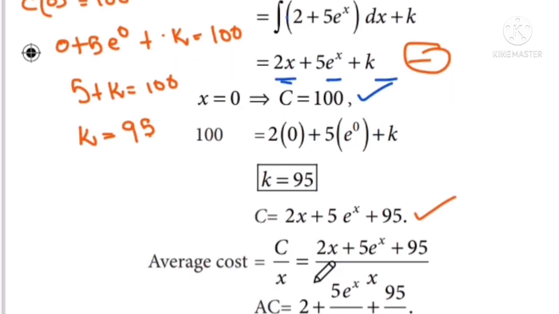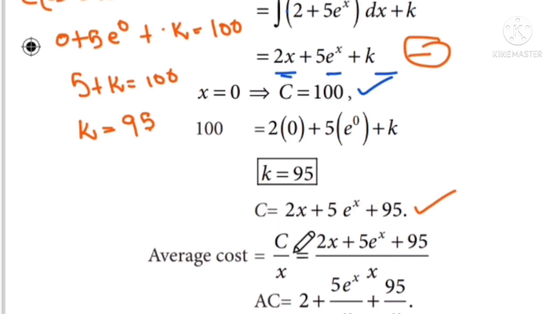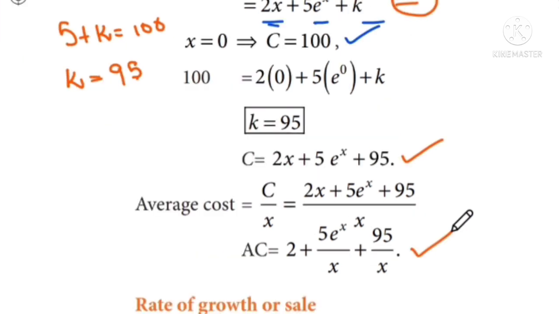So average cost means divide the cost function by x. So 2x by x is 2, 5 e power x by x, and 95 by x.